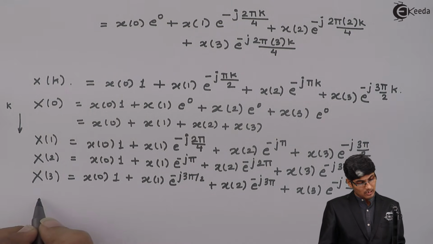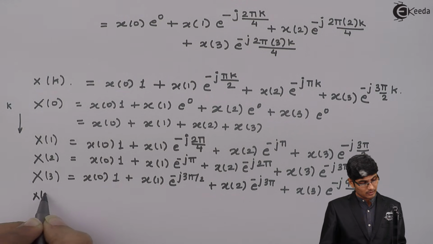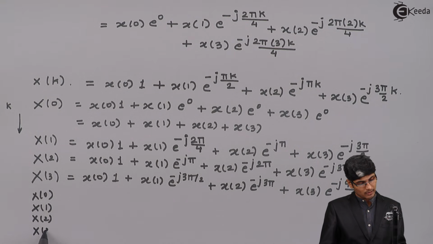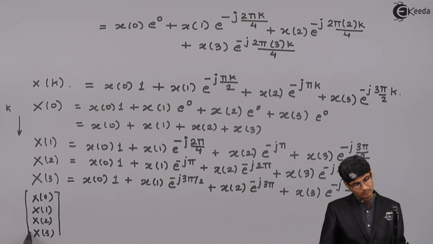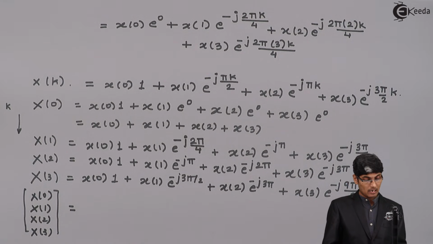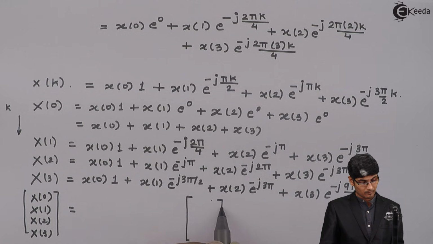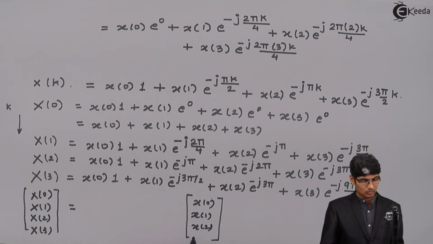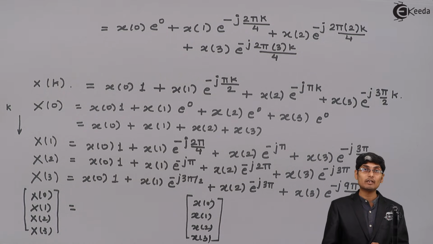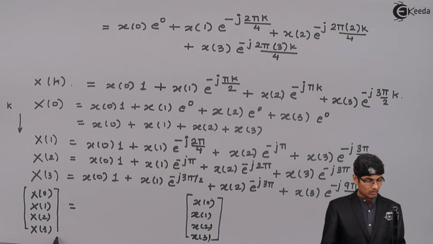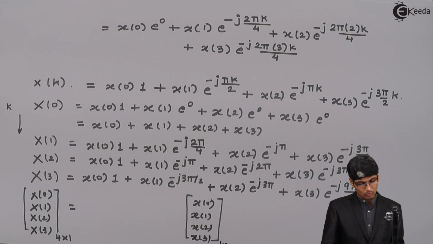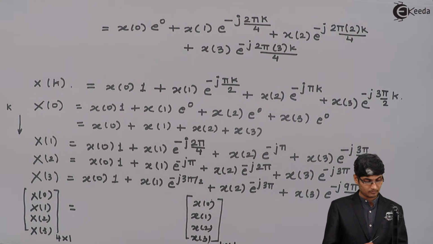We will have x written as x of 0, x of 1, x of 2 and x of 3 over here, which I write as a column, and I have a second column which I write as x of 0, x of 1, x of 2 and x of 3. Right. So this column has 4 rows and 1 column. Similarly, I have here 4 rows and 1 column.